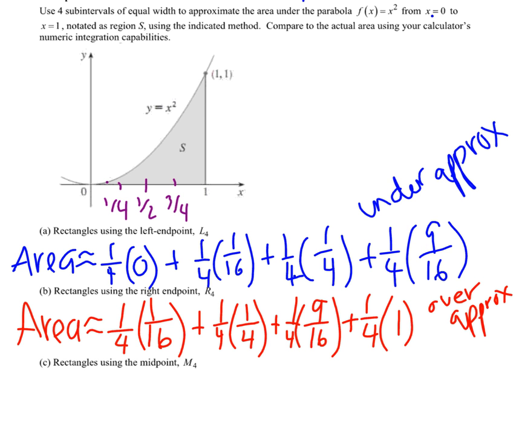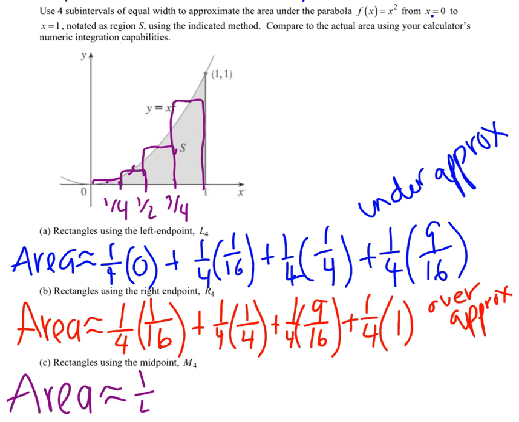So maybe about there. And, oops, right about there. And the height would be about there. And the midpoint, the height would be about there. This one's a little more difficult to determine if it's an over approximation or an under approximation, because we have some extra areas and some that we missed. But either way, it is an approximation nonetheless, so we're going to try to figure that out.